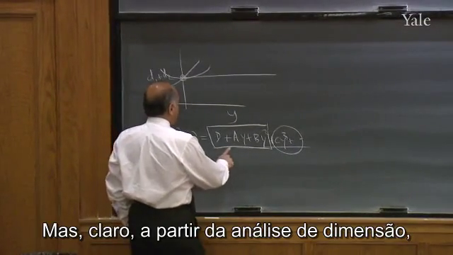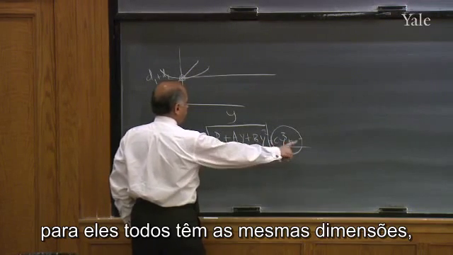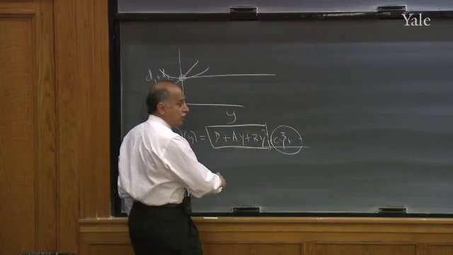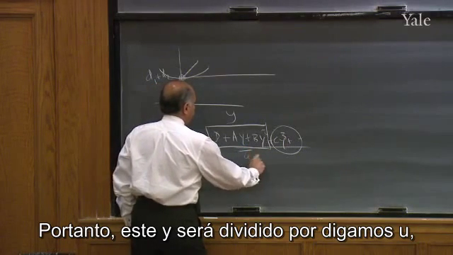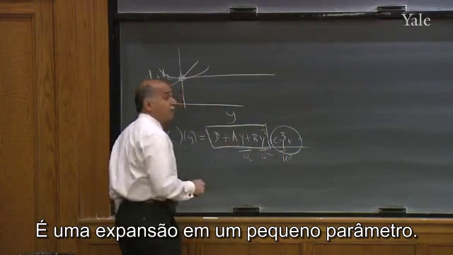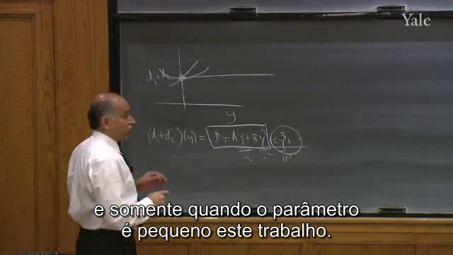But of course, from dimensional analysis, when you have a y and a y squared and a y cubed, for them to all have the same dimensions, they will be divided by some numbers. So this y will be divided by, let's say, u. This will be divided by u squared. This will be divided by u cubed. It's an expansion in a small parameter, and only when the parameter is small will this work.